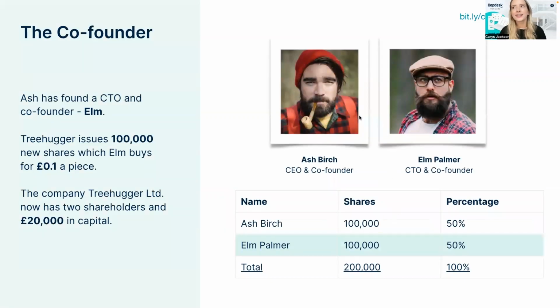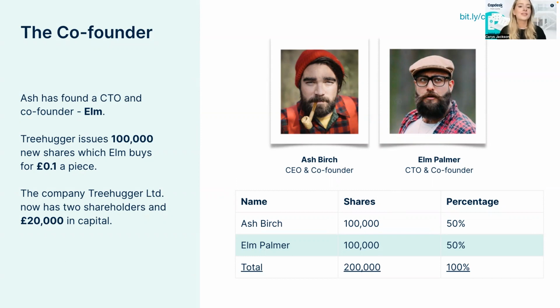So Ash is our CEO, but obviously he needs a CTO. So then we have Elm here. Again, he's the classic cool CTO. He looks a little bit like Ash, but he has glasses. So Elm is going to quit his job and he's going to get equal equity in Treehugger.